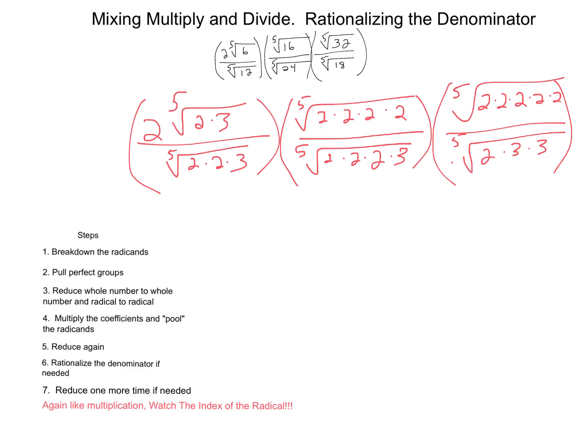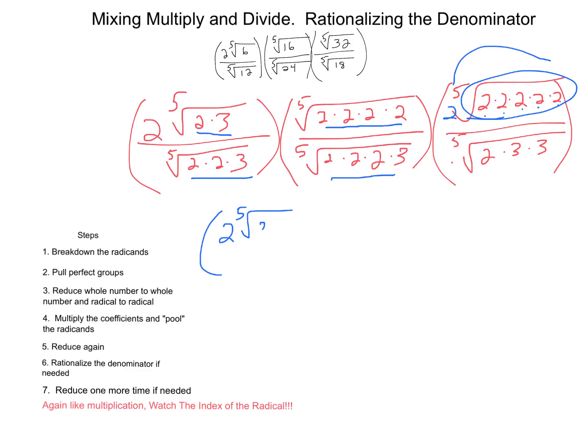Alright, our next step, pull perfect groups. So this has nothing, that has nothing. This is close. It's got 4, but not all 5. Nothing. 1, 2, 3, 4, 5. Here's a perfect set. It kicks out as 2, like so. So yeah, let me catch up.